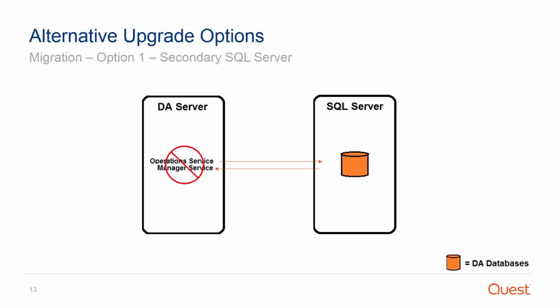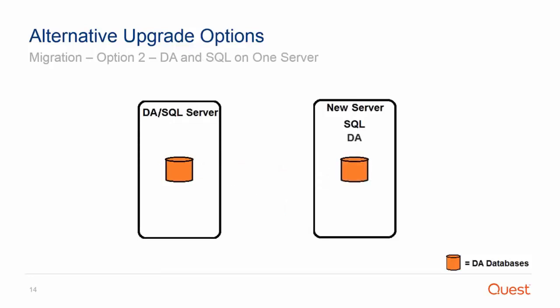When migrating using a secondary SQL server, there is no need to move the DA databases. All that needs to be done is stop the Desktop Authority operations and manager services on the current DA server, then install DA on the new server. During the install, it will ask if you want to use an existing SQL Server instance or create a new one. Choose the option to use an existing SQL Server instance. The upgrade will see that the DA databases already exist and upgrade them.